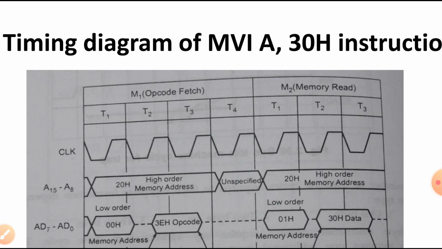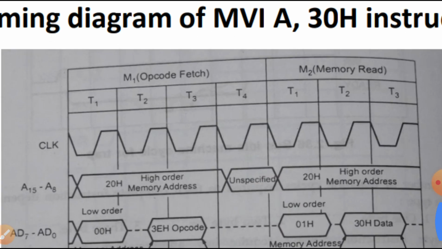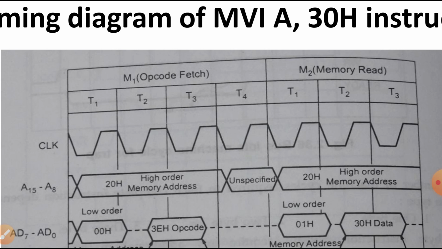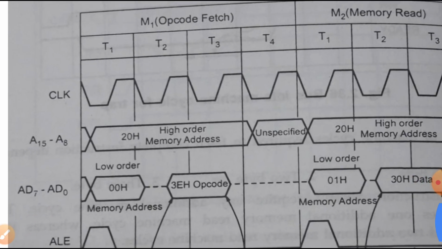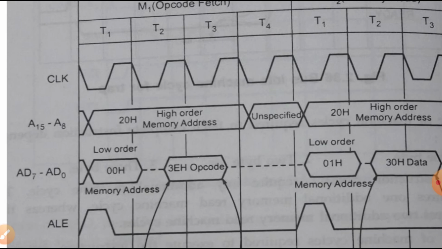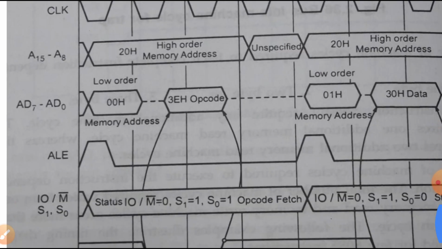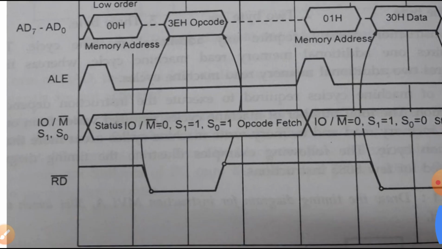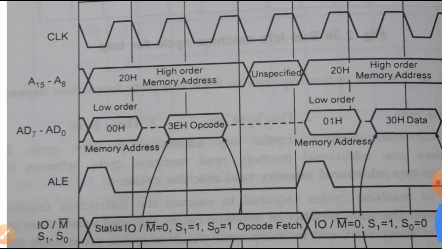In the first machine cycle it will be fetching the opcode, and in the second machine cycle it is reading the data. So the first machine cycle will have 4 T states, and the second machine cycle will have 3 T states. In a very similar fashion, in the first T state of the first machine cycle, the higher order address, lower order address, ALE signal as well as the status signals are all activated. The lower order address bus and ALE signal are activated only for 1 clock period, and during T2 the read signal is activated, and during T2 and T3 the opcode will be available on the data bus.